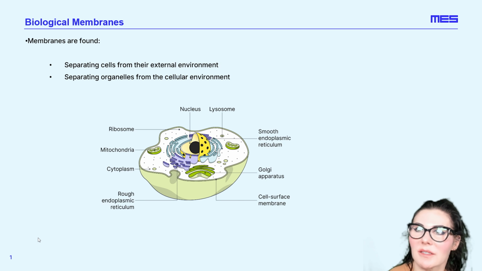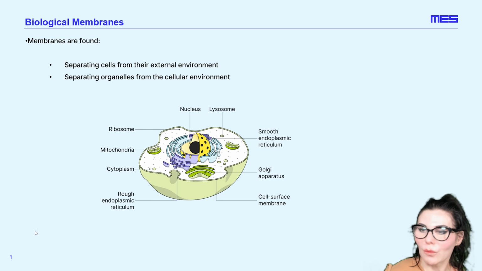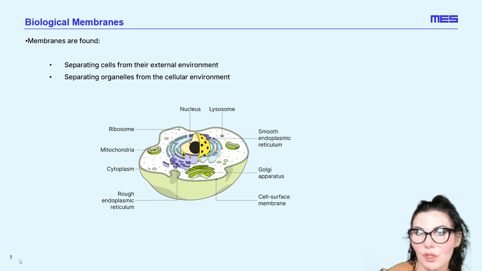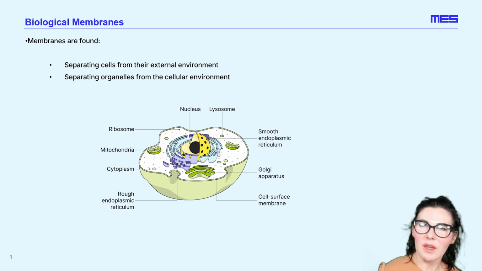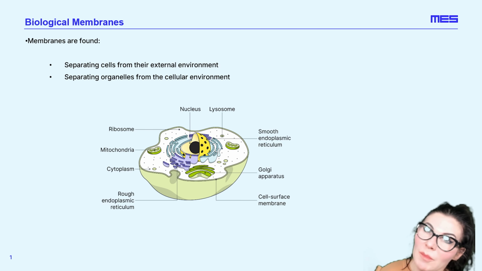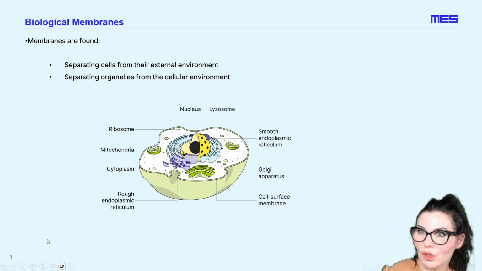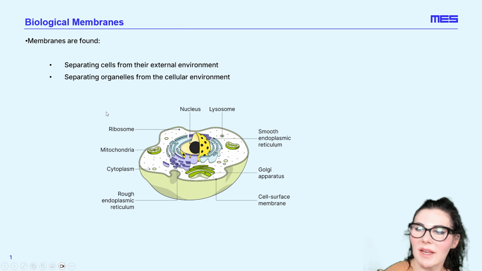Cell membranes, or biological membranes. This video is going to focus on the structure of the biological membrane and also things that can affect its permeability. We'll start with generally what is a biological membrane. A biological membrane is a membrane that's found surrounding a cell entirely, which is separating it from its environment.